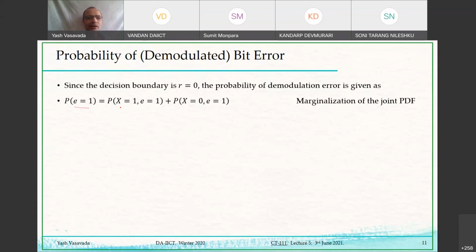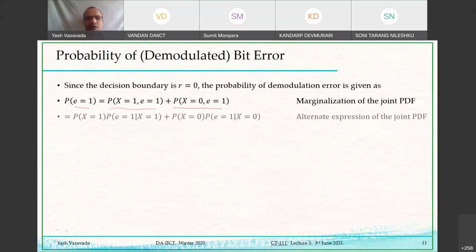And the way we will do that is we will apply this marginalization of the joint PDF. And so we'll consider the joint PDF of X and E. And then we will marginalize it over X equal to 1 and X equal to 0 by keeping E to be constant 1.